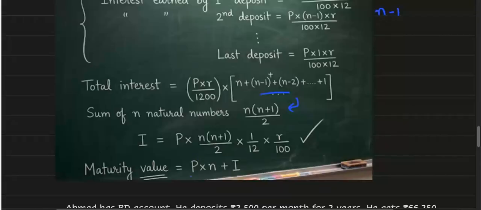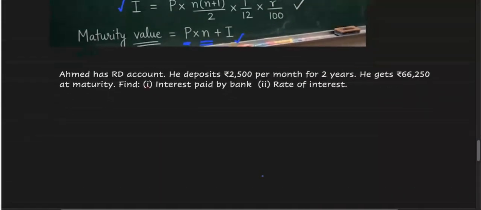Maturity value: the sum you are paying every month into number of months, P into n, that is the sum that you are paying to the bank. Apart from that, you will get some interest, right? So this is plus I, whatever we have got here, this I will be added here. So maturity value will be P into n plus I. I hope this makes sense. So let's do some more different types of problems on the same recurring deposit.